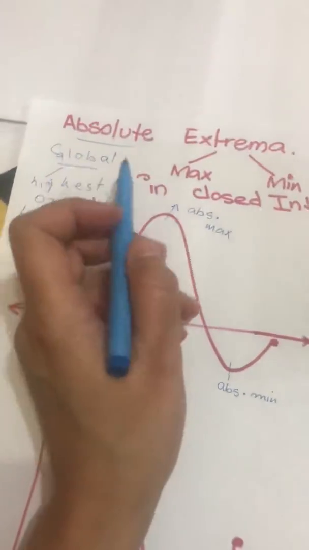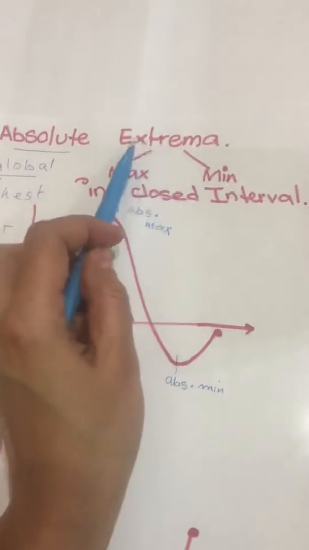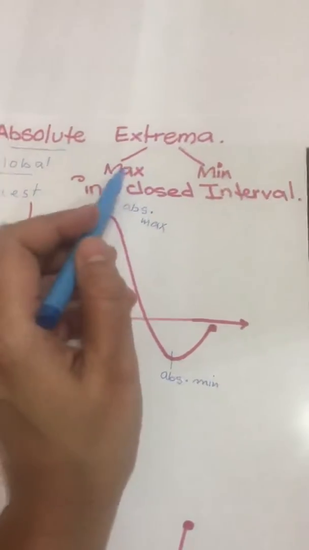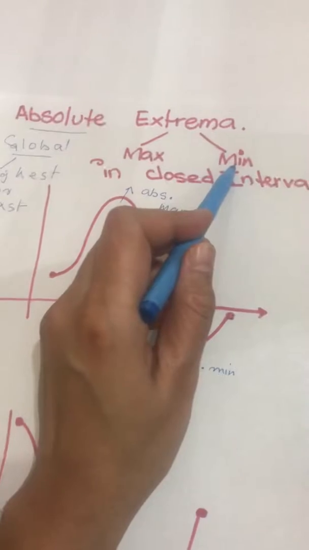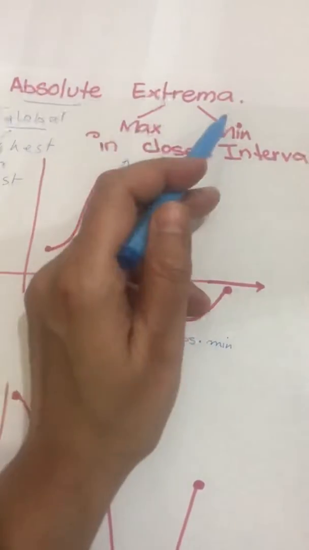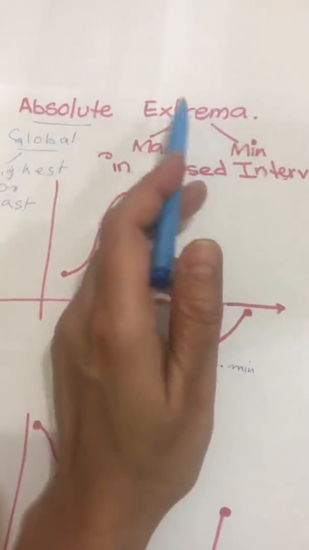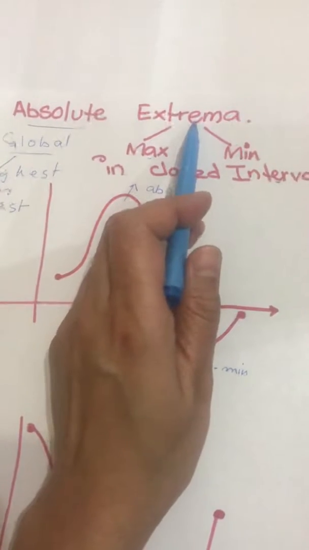Today in this video we are going to study the absolute extrema. We all know that the term extrema means the maximum or the minimum values. So we are going to study the absolute maximum and absolute minimum in a closed interval. Absolute extrema is also termed global extrema.